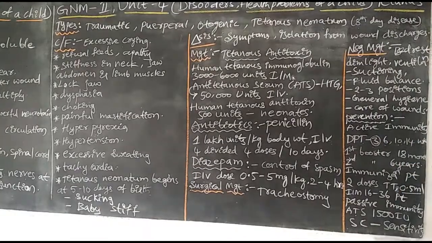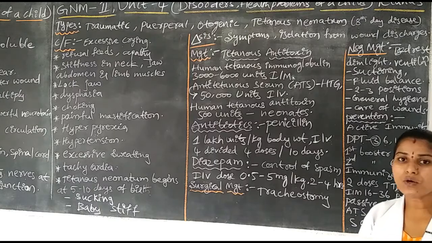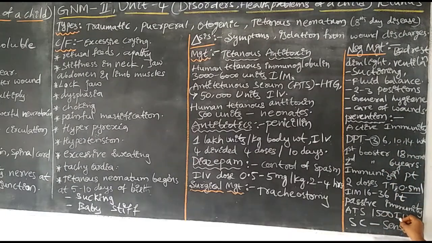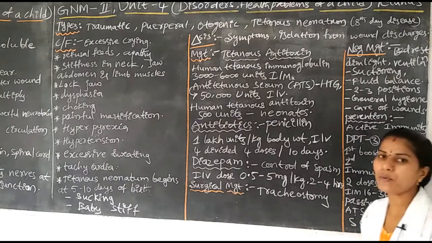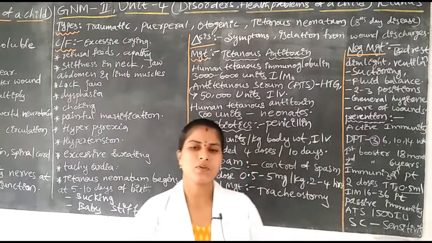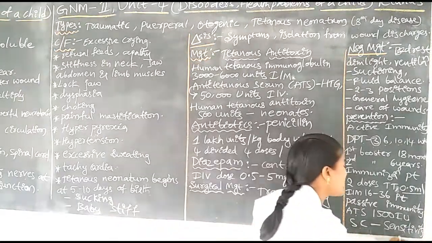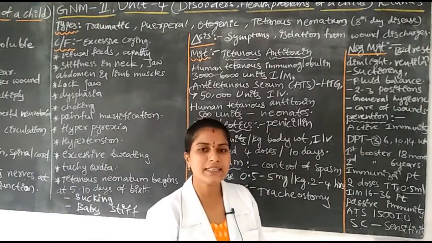Next, passive immunity. In passive immunity, we have to administer anti-tetanus serum. The dosage is 1500 international units. The route is only subcutaneous. We have to administer only subcutaneously after doing a skin sensitivity test.